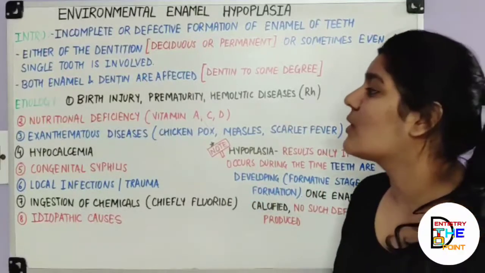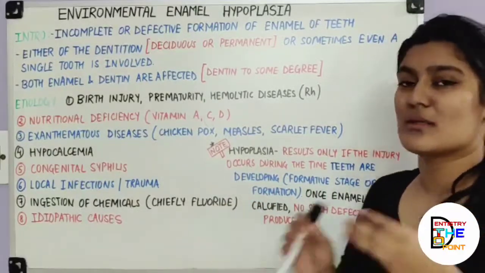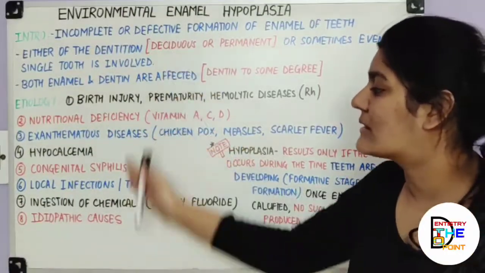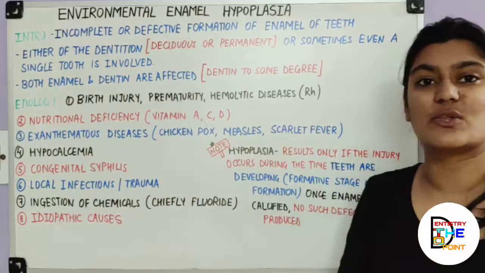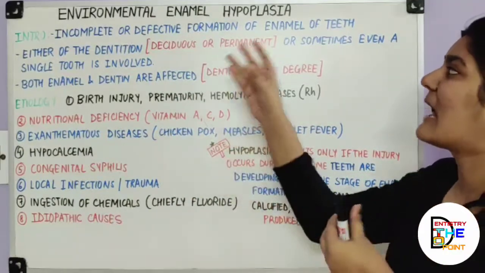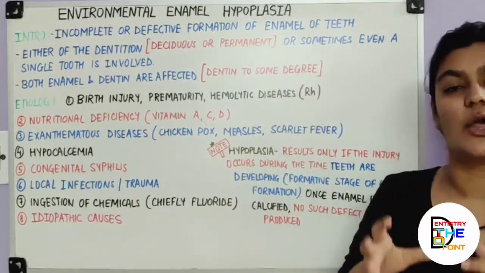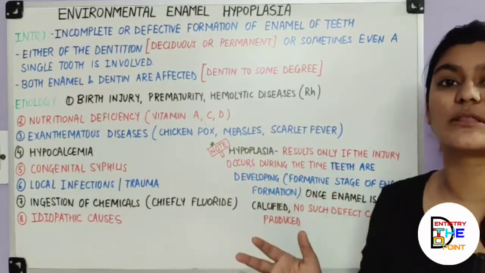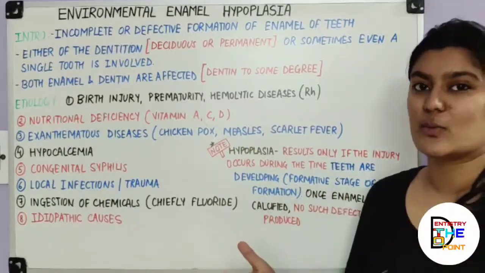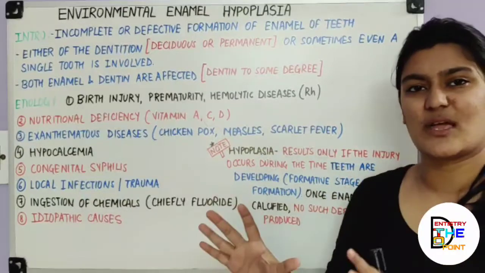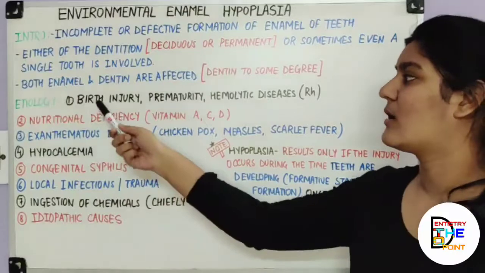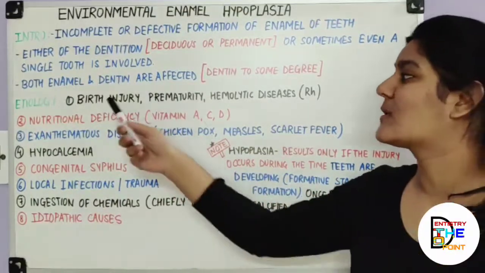I have devised a small, silly, lame trick, you can say, to learn all these features. What you have to imagine here is that enamel hypoplasia is a small child. You have to think that enamel hypoplasia ek bachcha hai. It's a small child, a newly born child, you may say, an infant. So it's born, and the story is going to start with birth.